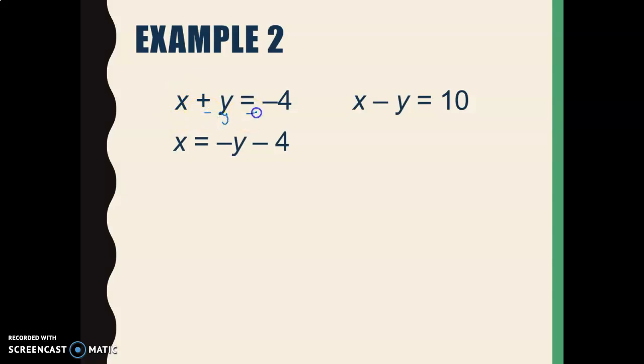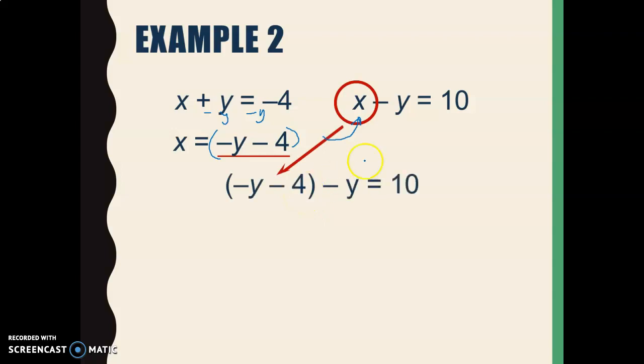So I subtracted y from both sides. I get x equals negative y minus 4. Now that I know what x is, I can go to my second equation and substitute that expression in. So everywhere I see an x, I'm going to substitute in negative y minus 4. And then the rest of our equation, minus y equals 10.